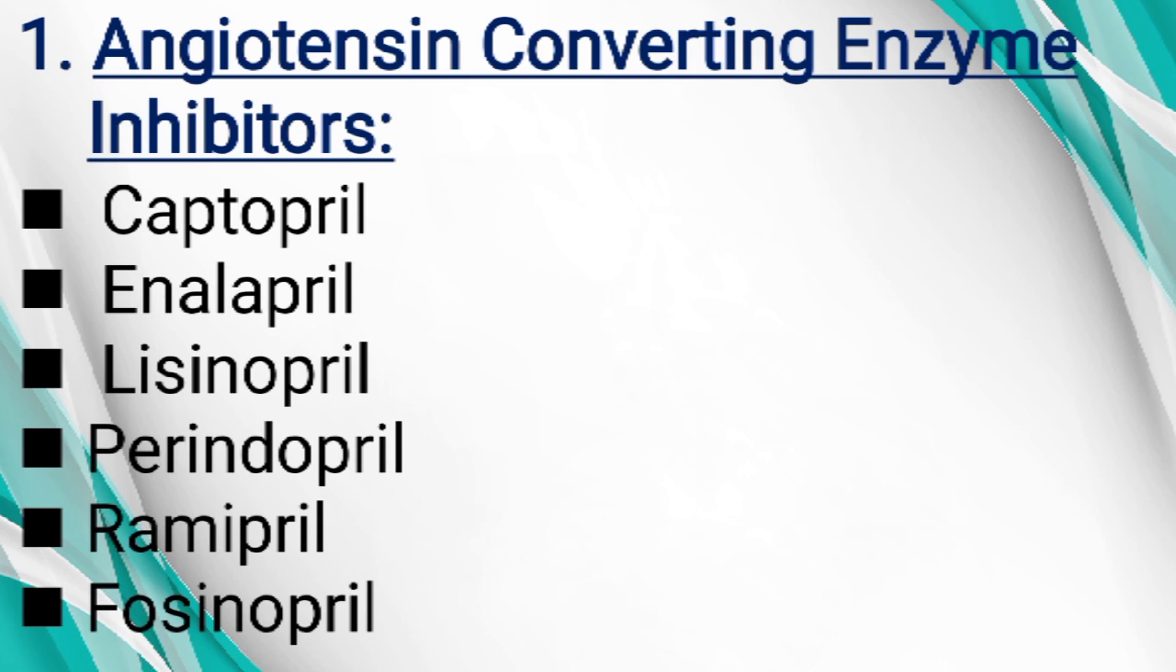Now, the first classification is angiotensin converting enzyme inhibitor. For example, captopril, enalapril, lisinopril, perindopril, ramipril, fosinopril. The last suffix used is pril.